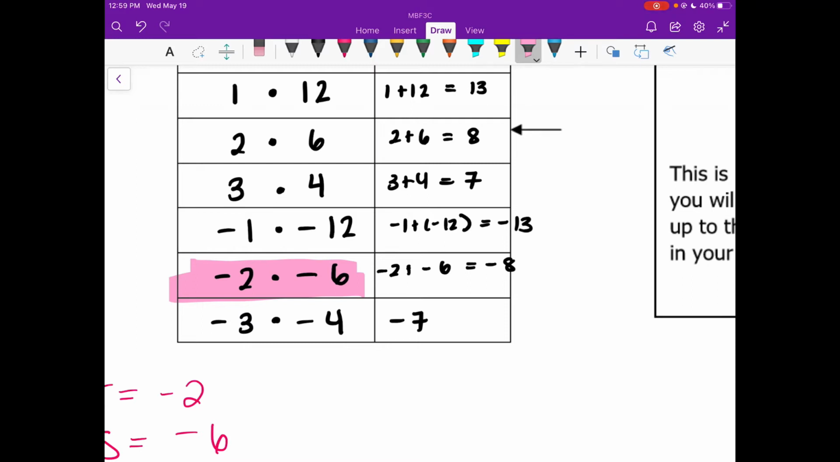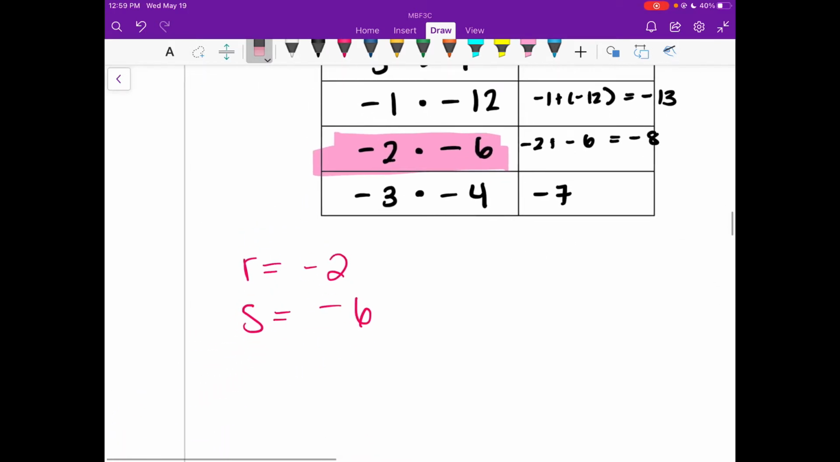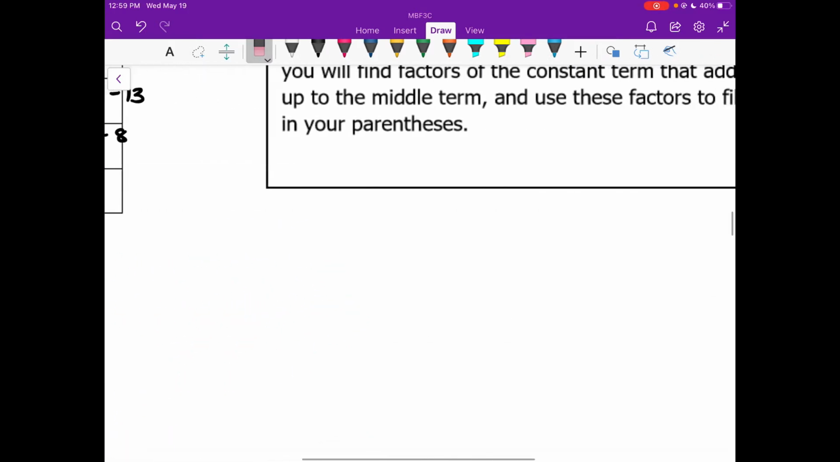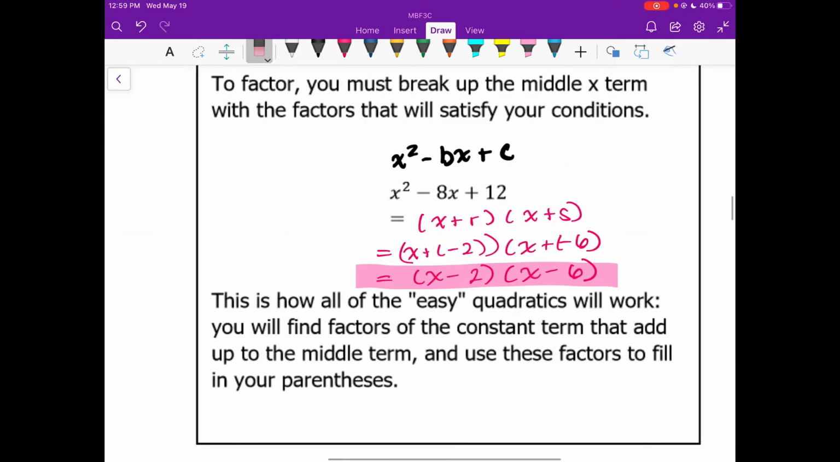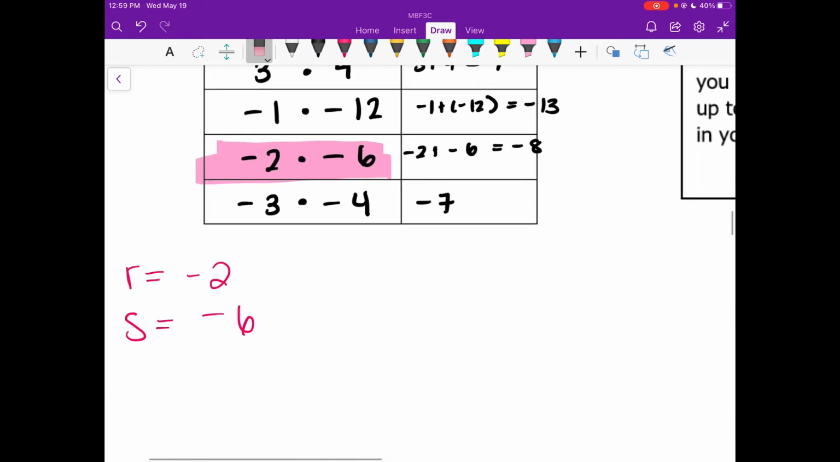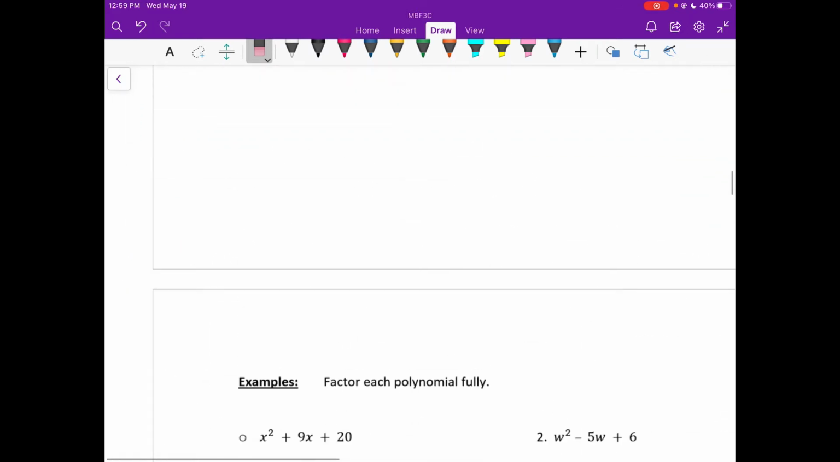But then I went and I added them all together and I saw, okay, which two numbers give me both a negative 12 and a positive 12 and a negative 8, and it was negative 2 and 6. So those became my R and S values, and then I just went and put that in here. Okay. And that is all.